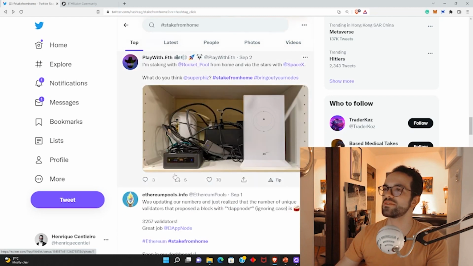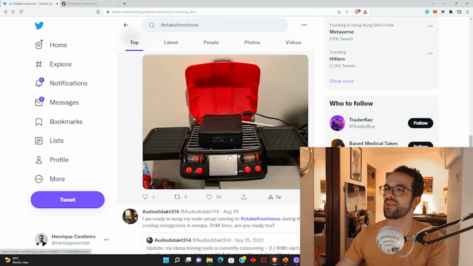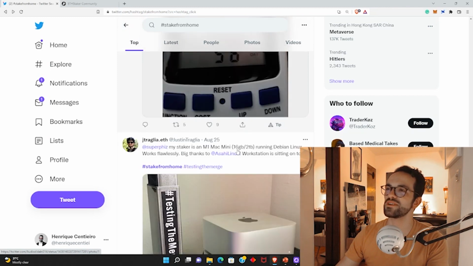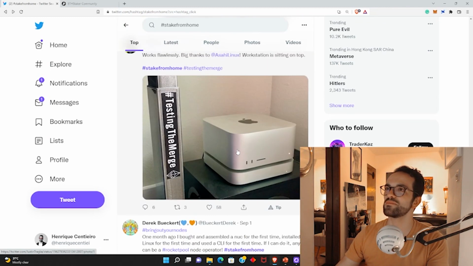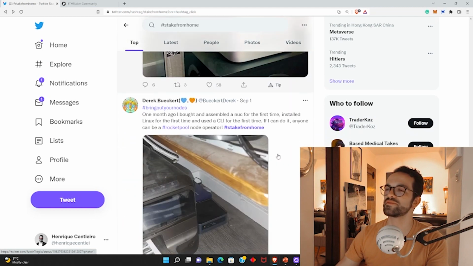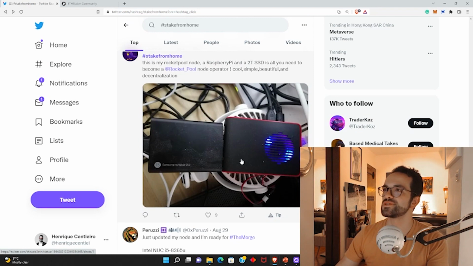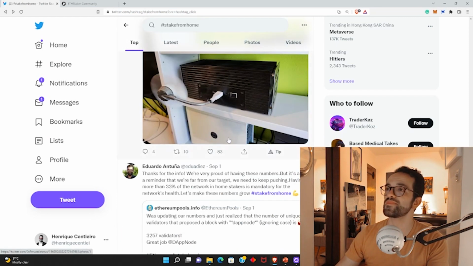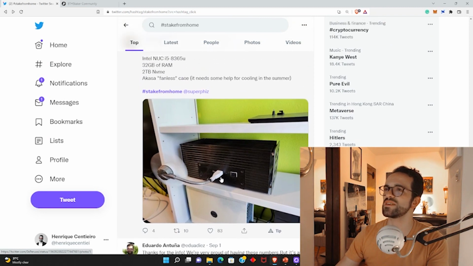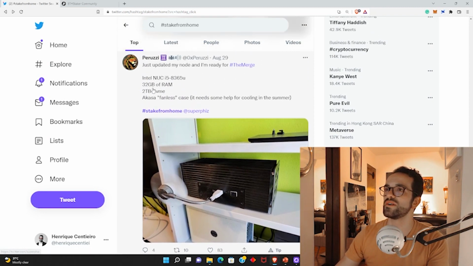Mini computer, mini computer. As you see, many people are running this on mini computers. I don't know, what's this one? No idea what this is. Another mini computer. This seems to be a Raspberry Pi connected to an SSD external storage. 2 terabytes SSD. What's this? Intel NUC. So this is also a mini computer.